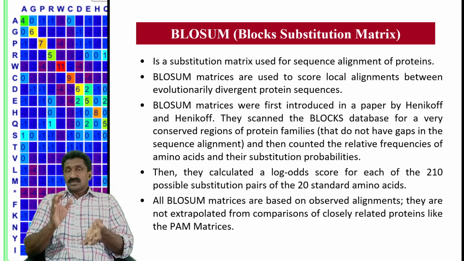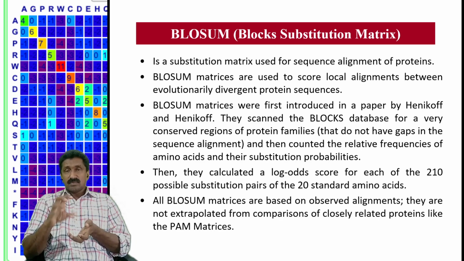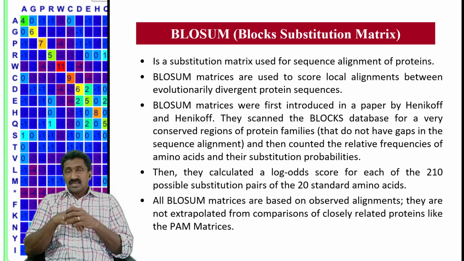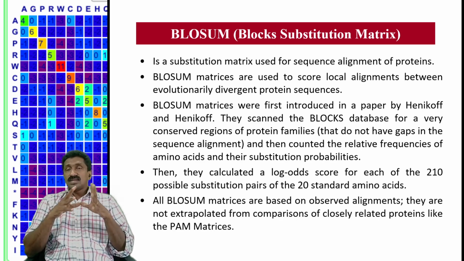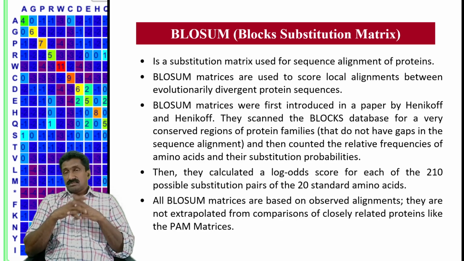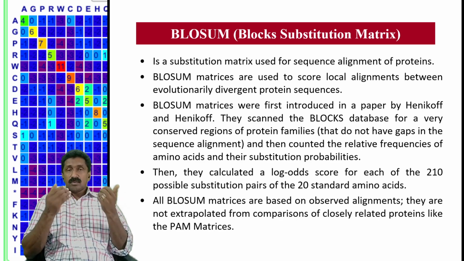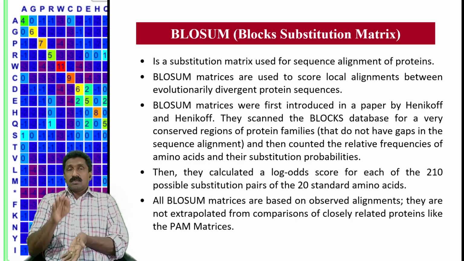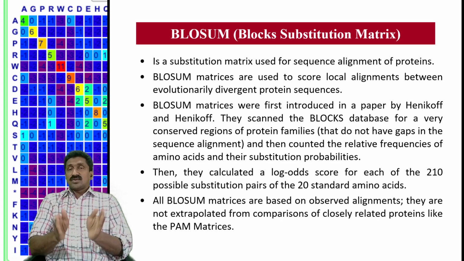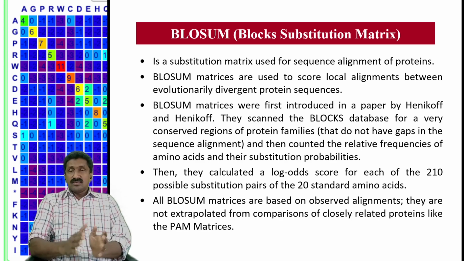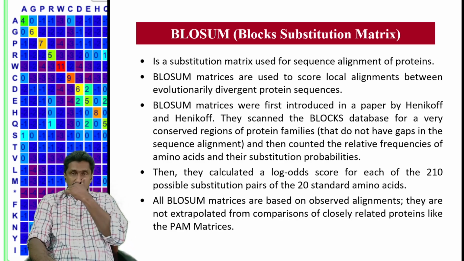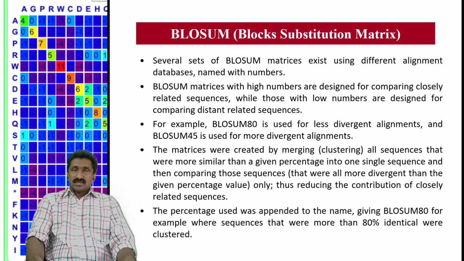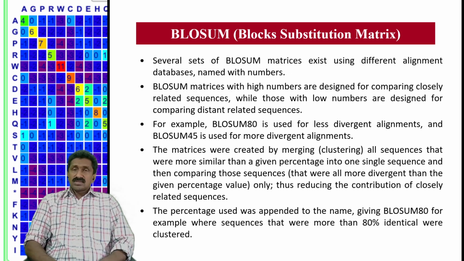All BLOSUM matrices are based on observed alignments because they come from the BLOCKS database of conserved domains. They are not extrapolated from comparisons of closely related proteins like the PAM matrix, but are actually generated from observed regions, because we have a block database with the conserved regions of protein families, and from those actual values the block substitution values of the matrix are generated.